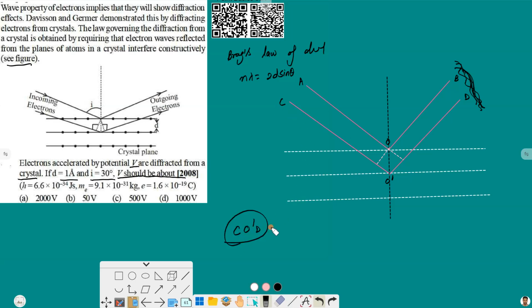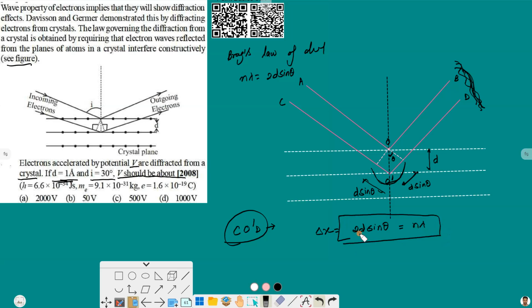And if we see, their path difference will be this COD dash line, or light has traveled this much path extra. Assuming this angle to be theta, and this is the atomic spacing, that is d, that is given here. So this one will be equal to d sine theta, and this distance is also d sine theta. So total extra path difference, delta x, is equal to 2d sine theta, and for maxima it has to be equal to n lambda. So that's how we get this relation.